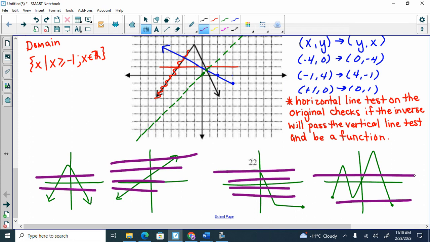Correct? So does that make sense to you? It may pass in spots. Don't really care. The moment it fails, it's done. It's not a function. Make sense?